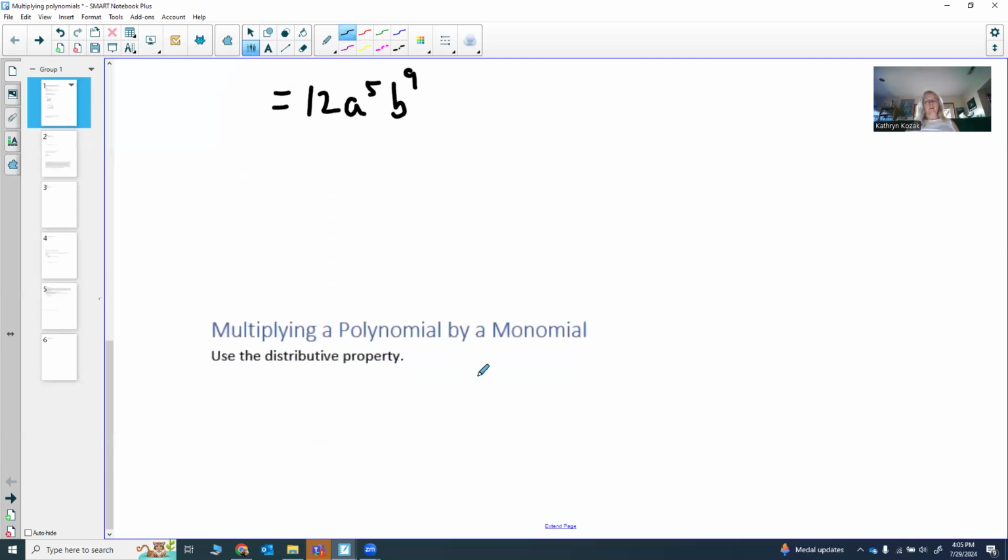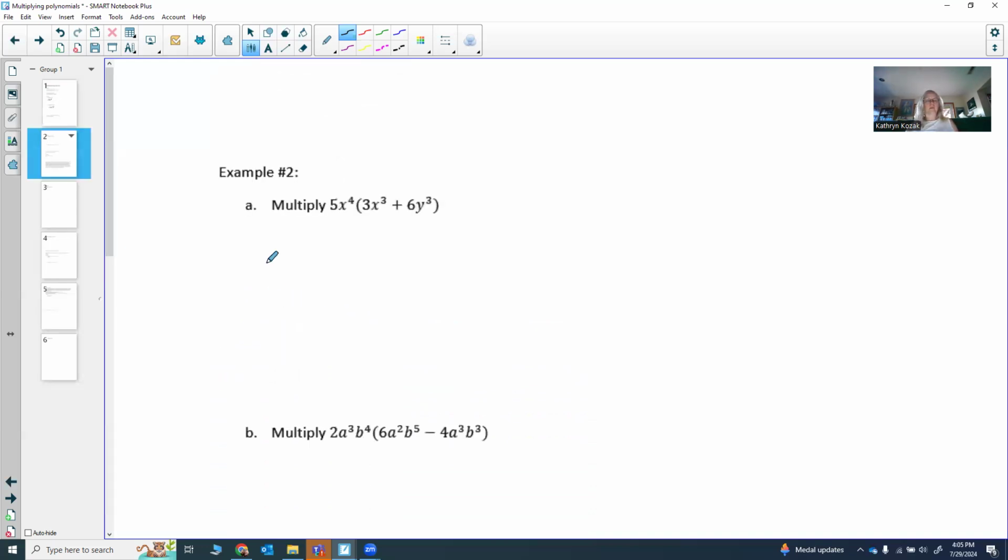Multiplying a polynomial by a monomial, we're going to use the distributive property. In example number 2, we're going to multiply 5x to the 4th, which is a monomial because there's one term, times 3x cubed plus 6y cubed. It's a polynomial because it has more than one term. They're all polynomials, but it's just a way to think of it.